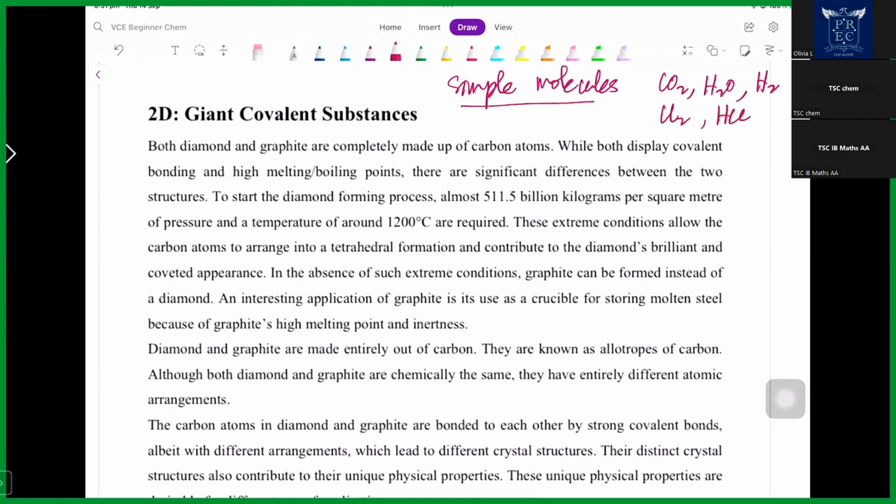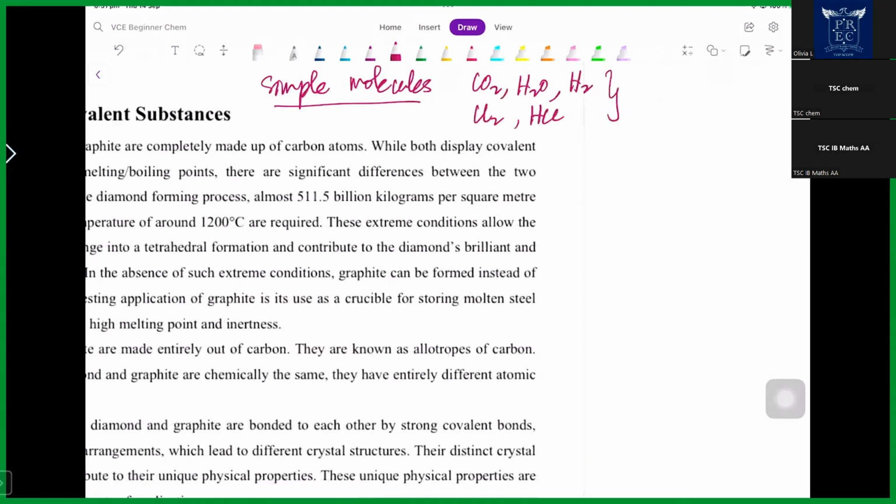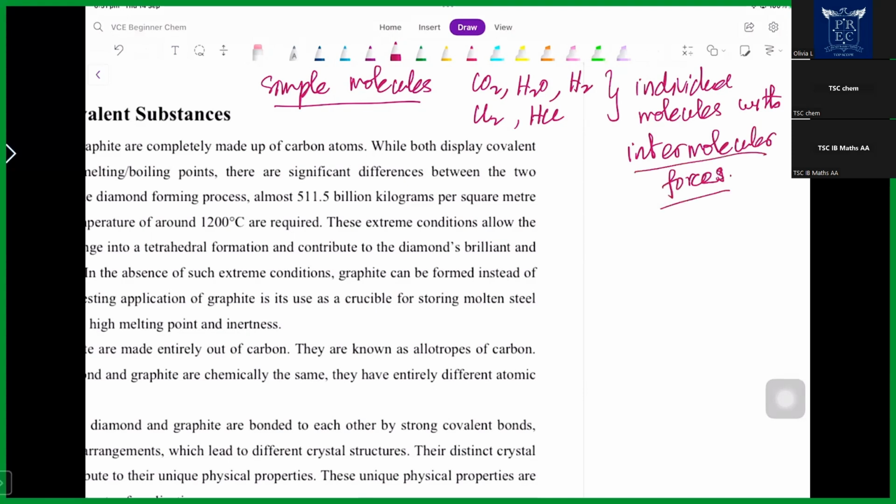They exist as an individual molecule with intermolecular force. So their boiling point and melting point depend on the strength of this intermolecular force. And we have learned that there are 3 types of intermolecular force. That's done. That's for the first part.